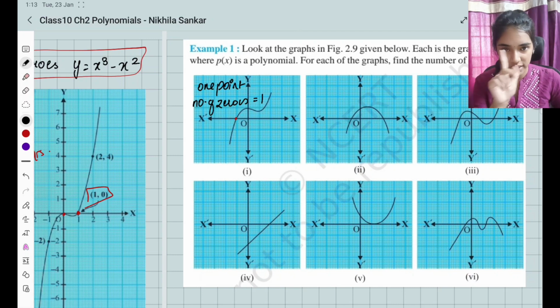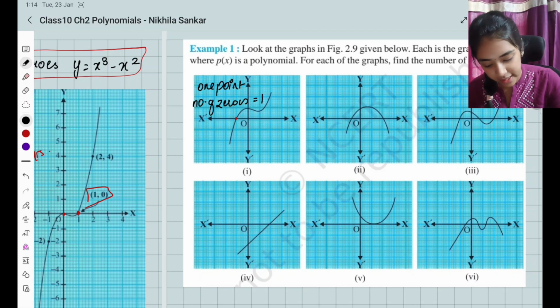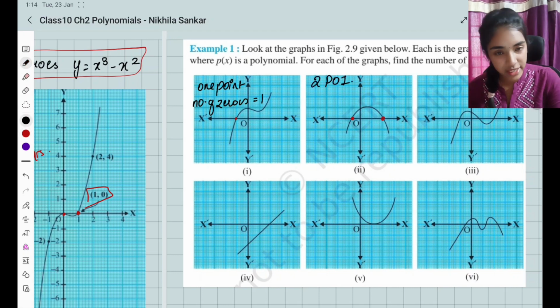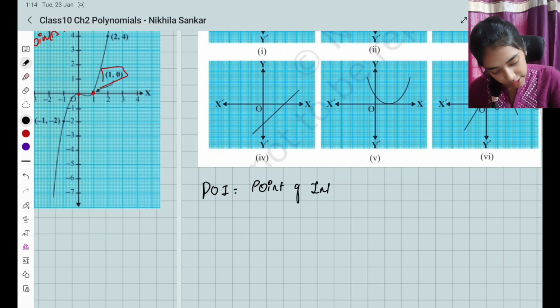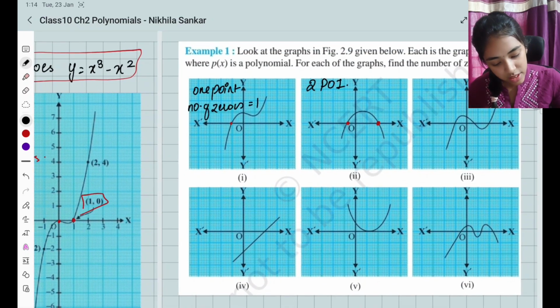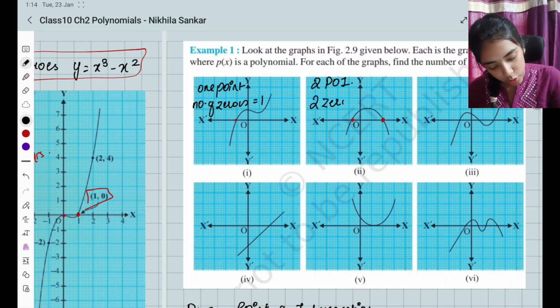புரிஞ்சுதா? So எத்தனை 0 இருக்கு? It has only 1 zero. இப்போ இந்த இடத்துல I see that I have 1, 2 point of intersection இருக்கு. So 2 points of intersection. POI na enna? I'll write it here. So POI equals point of intersection. Okay. So 2 points of intersection. So evlo zeros irukku? I have 2 zeros.